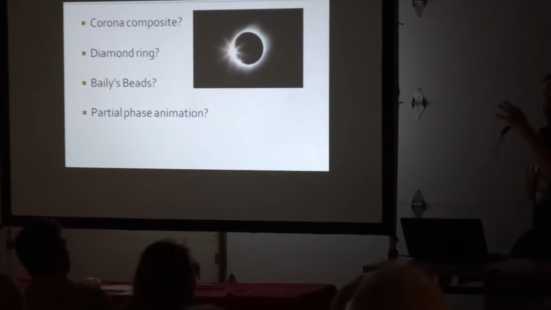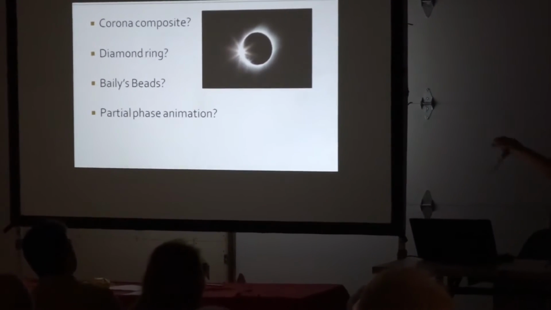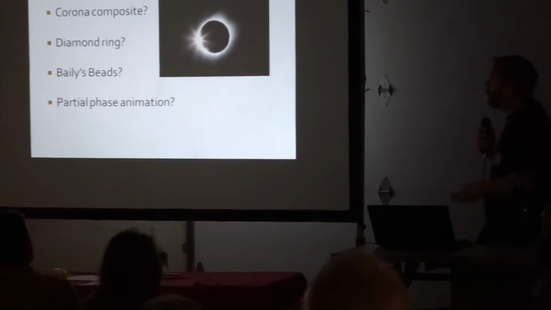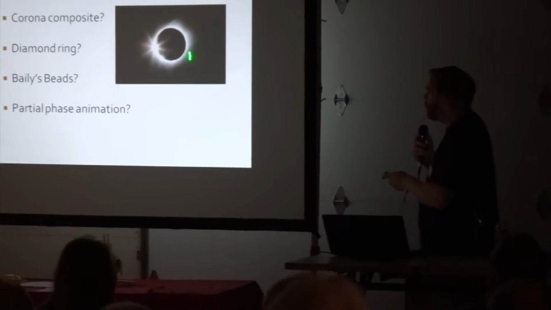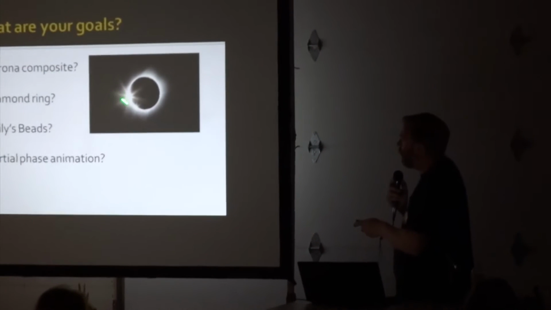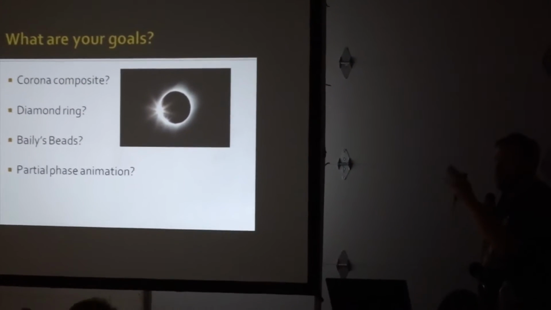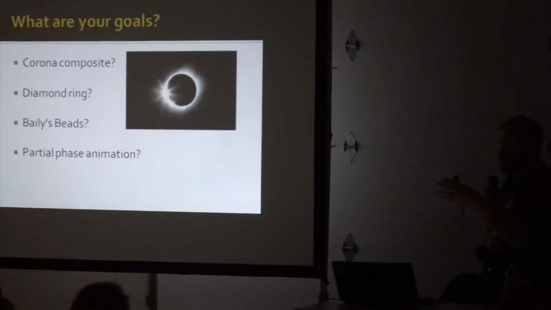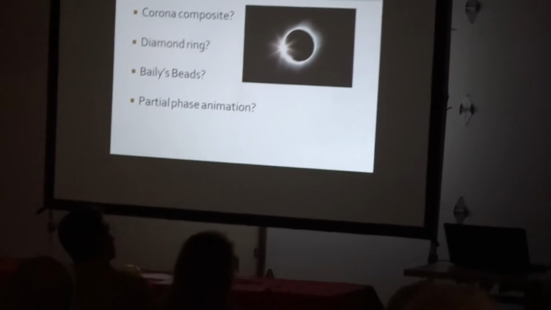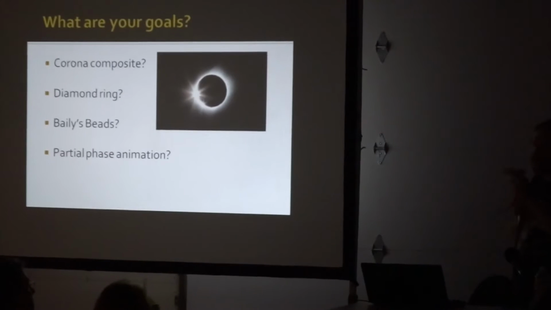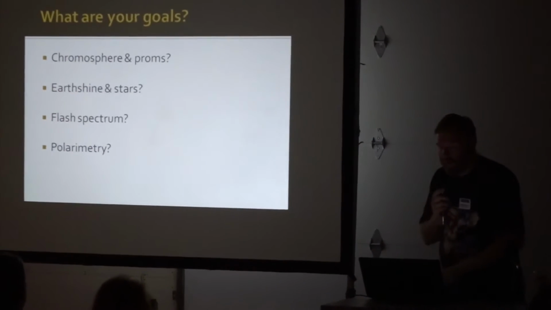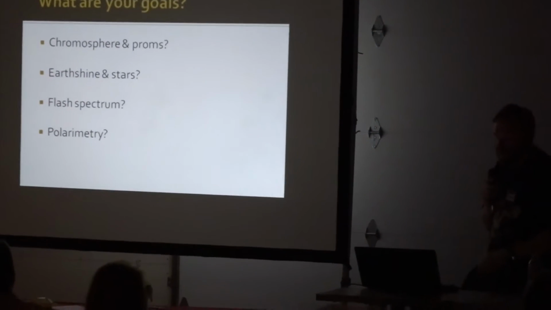You want the corona composite, those beautiful streamers going all the way out. Do you want the diamond ring here? This is a double diamond ring we had in 2005. Do you want to see the Bailey's beads as the last bit of the moon's hills and valleys are covered up and it breaks up into little beads? Do you want to do the partial phase animation? You got to think through, okay, which of these steps do I want to capture?